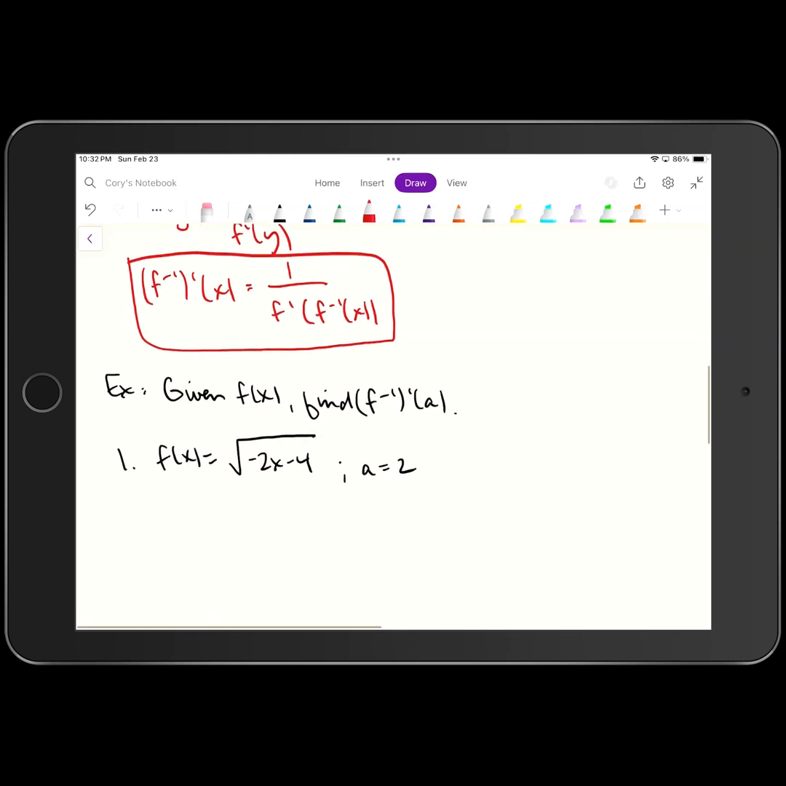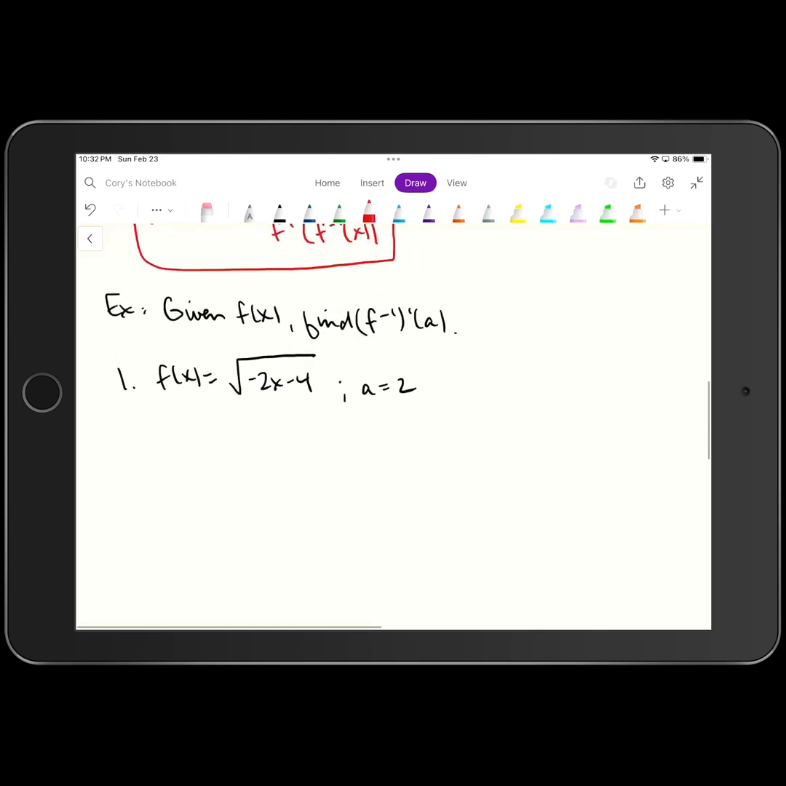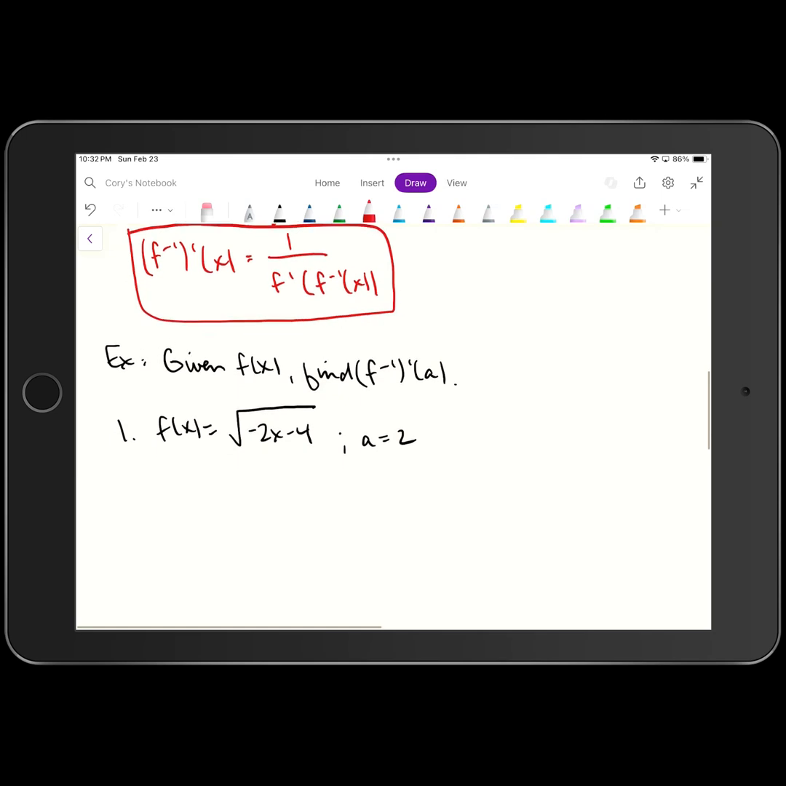Okay, so we're just going to do 2 examples with this, and I'm pulling both of these examples from your guys's homework assignment, which is a worksheet. So I think I pulled questions numbers 1 and 10. And the directions here say given f of x, we are asked to find f inverse prime of a. Okay, so for number one, we are given f of x is the square root of negative 2x minus 4, and our a value is 2.